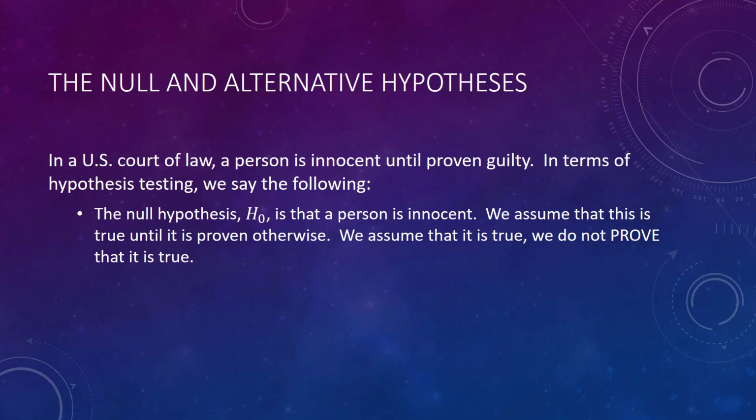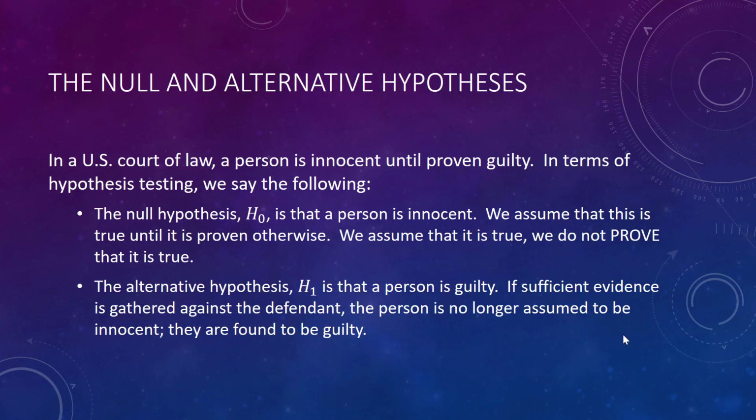We do not prove that a person is innocent. The alternative hypothesis, H1, is that a person is guilty. If sufficient evidence is gathered against the defendant, the person is no longer assumed to be innocent. They are found to be guilty.